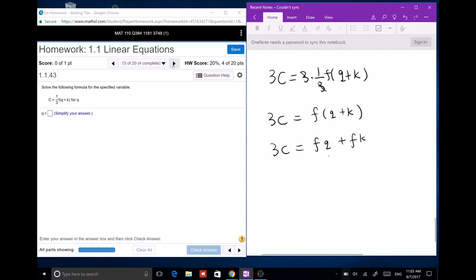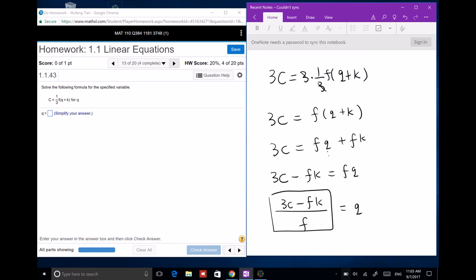So we want to isolate the K. So 3C minus FK equals FQ. Then divide both sides by F. So 3C minus FK, divided by F, equals Q. Then I've isolated the Q, so this is going to be your answer. You want to type in big C instead of small c.